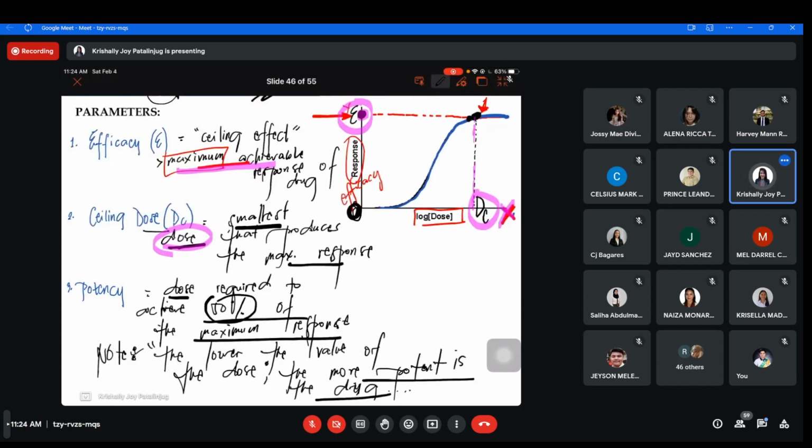That is the dose needed to achieve 50% of the maximum response. So here, efficacy is the maximum response. No problem, let's say that is 100. So we take the maximum response, and the 50 is the 50%.